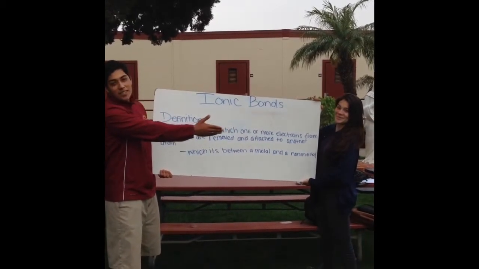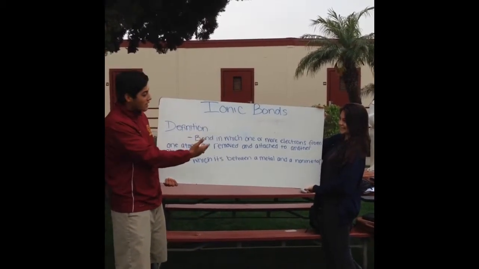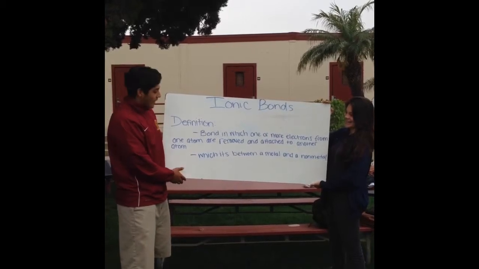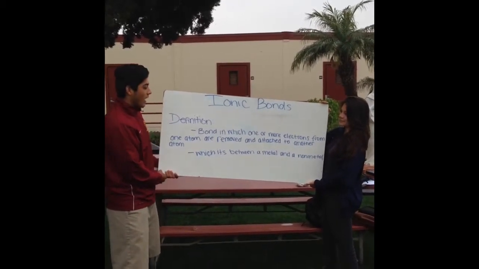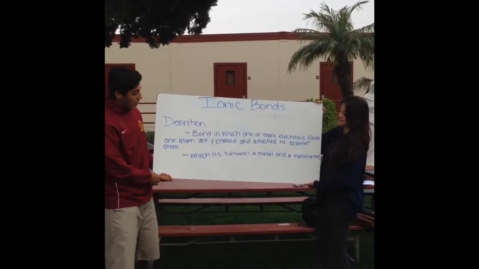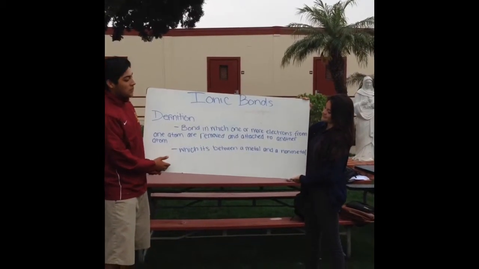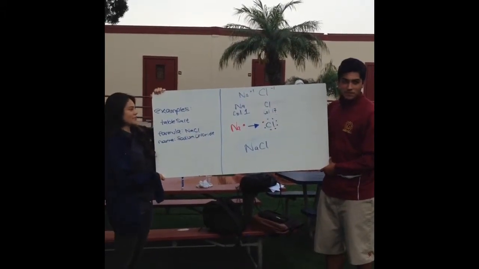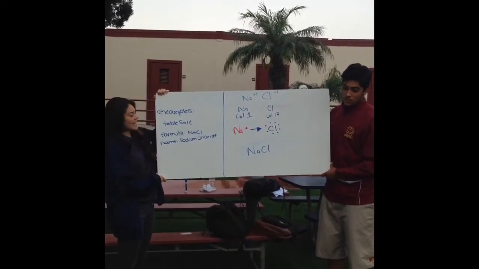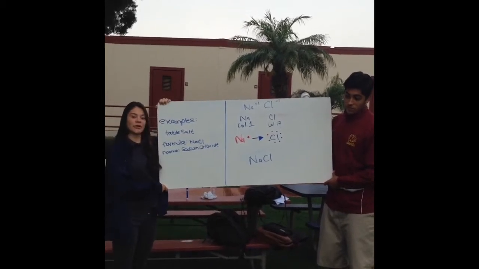I'm here with Aviance Galvan, and we'll be talking about ionic bonds. An ionic bond is a bond in which one or more electrons from one atom are removed and attached to another atom. You can identify an ionic bond between a metal and a non-metal. An example of an ionic bond is table salt, whose formula is NaCl, named sodium chloride.